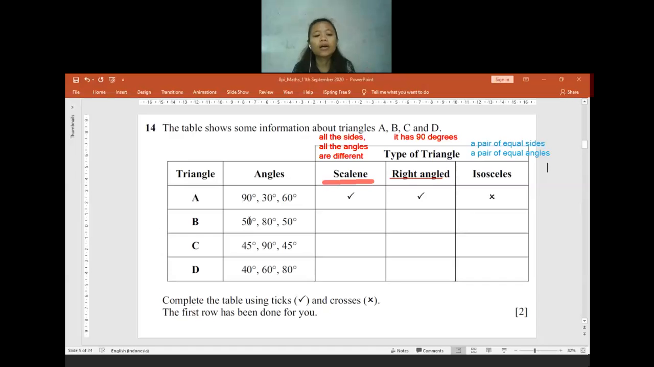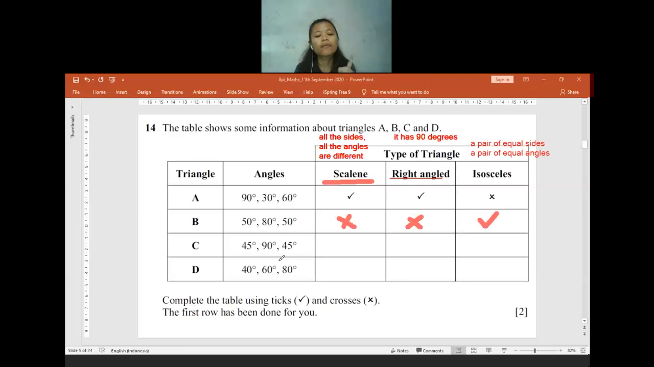For B, we have 50 degree, 80 degree, 50 degree. So what kind of triangle is it? Is it a scalene, is it a right angle triangle, or is it an isosceles triangle? Yeah, it will be only isosceles. So we put cross and also tick.